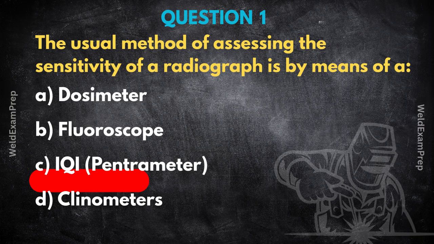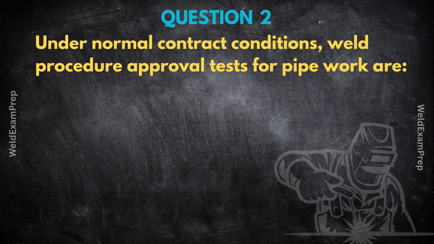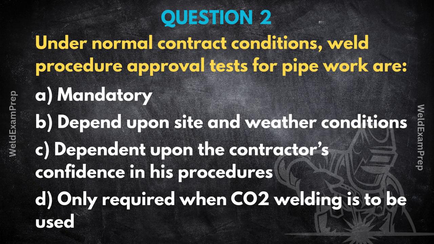Oh, excellent. So here's the question. Under normal contract conditions, weld procedure approval tests for pipework are: A, mandatory. B, depend upon site and weather conditions. C, dependent upon the contractor's confidence in his procedures. Or D, only required when CO2 welding is to be used. And the only answer here that satisfies safety codes, contracts, and frankly, the law is A, mandatory. Not optional.